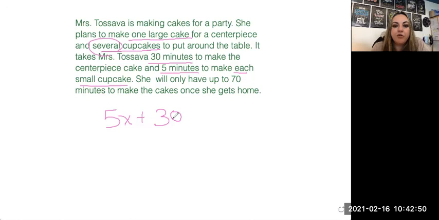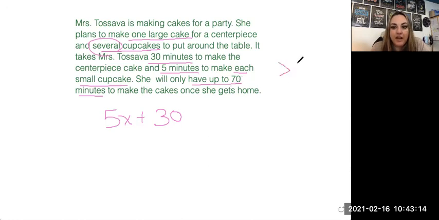Now let's see, normally we would say that this equals something, but we know that we're dealing with an inequality, which tells us it is not exactly equal. There will be more than one value. So I will only have up to 70 minutes to make the cakes once I get home. So let's process this. Up to 70 minutes.